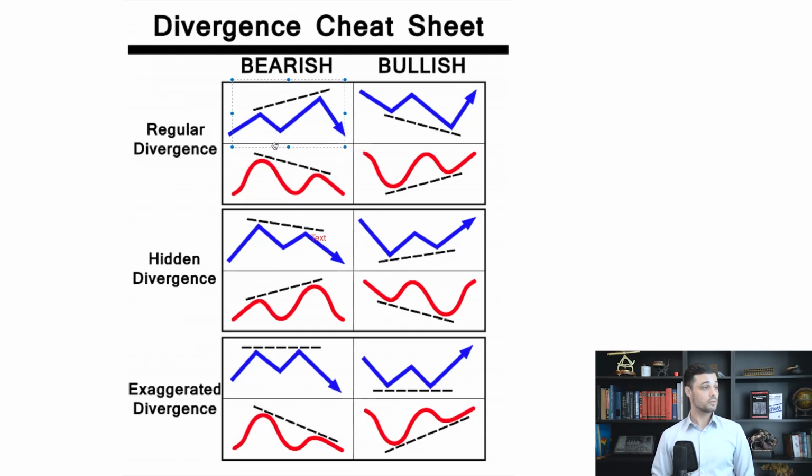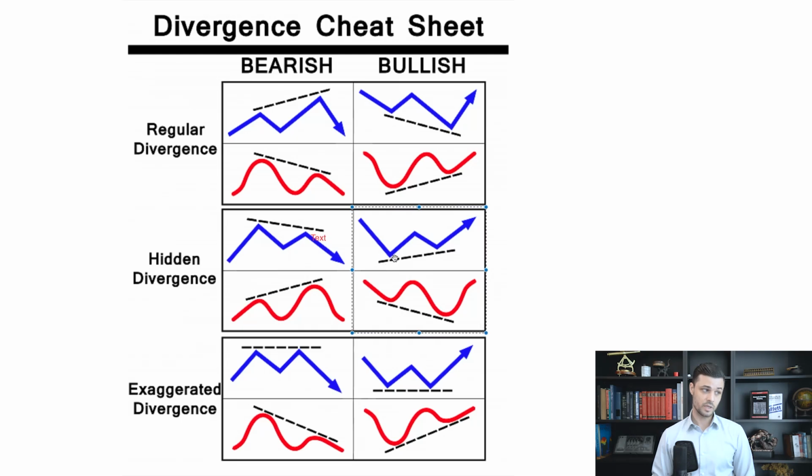A regular divergence, let's do the bullish case, is when the price action is going lower, but the momentum indicator is going higher, which shows that the market is out of steam, that the bears are losing control because the momentum is shifting direction. The momentum is going higher. That's regular divergence.